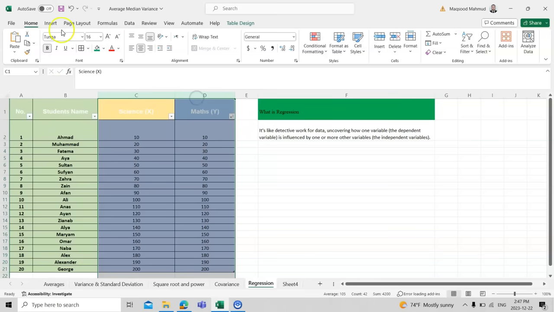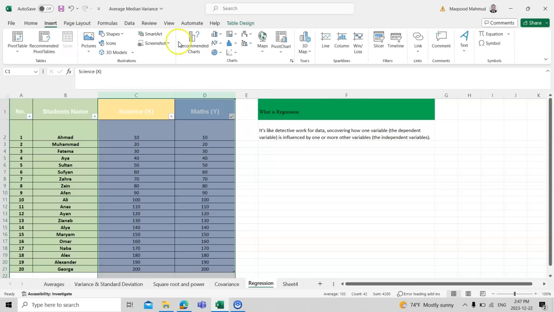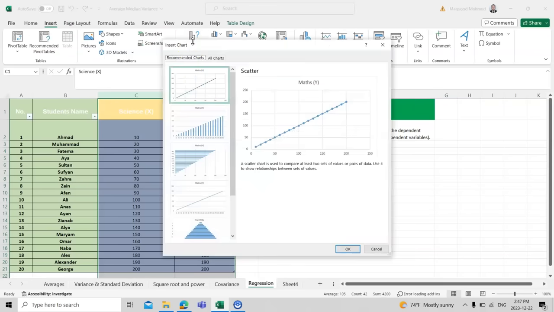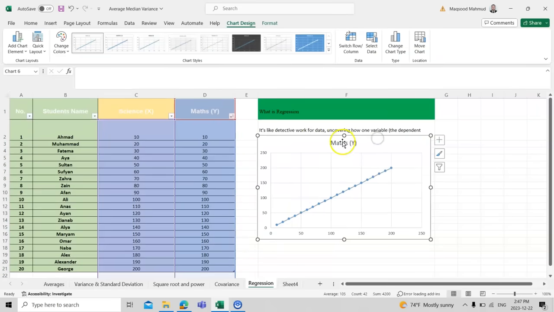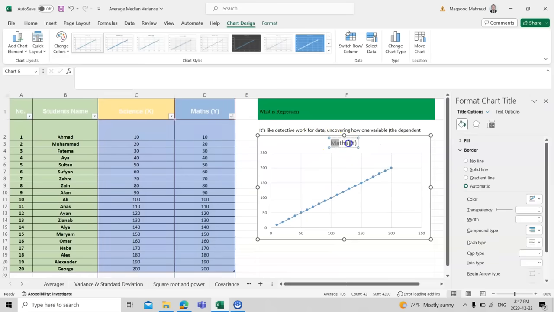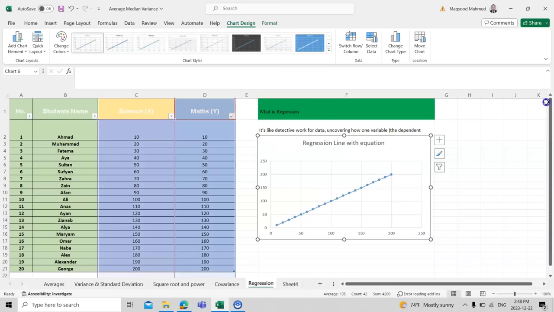You need to select these two data columns and then click on Insert. After Insert, there will be Recommended Charts. In the recommended charts, you select this chart, which is called a scatter chart. When you select this one, this chart will appear. You need to modify it. The title should be regression line with equation. The equation will be written automatically over there.